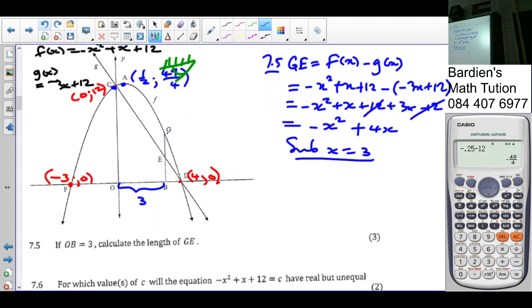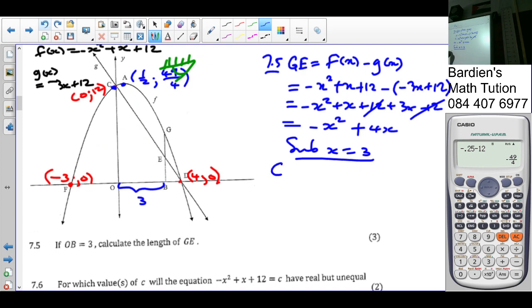If this had to be on the negative part of the x-axis, I would substitute negative 3. Let's say for argument's sake, they wanted to know this length, but g is on top of f now. Then I would say g of x minus f of x. And then I would substitute x is equal to minus 3. Why? That's a negative part of the x-axis. Okay, just note that thing.